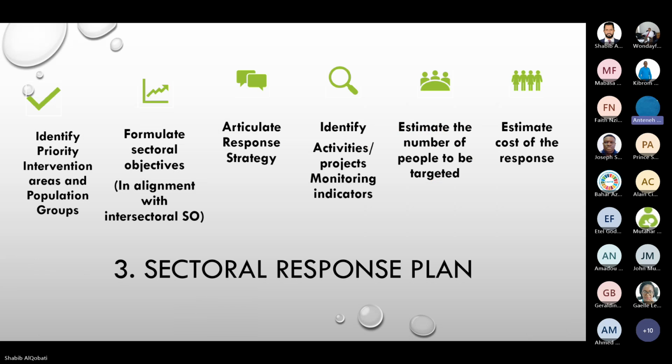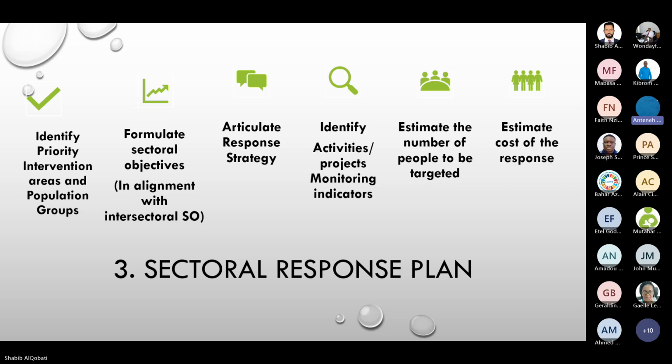The steps which we discussed already are more intersectoral in nature, but it doesn't mean that in parallel there is nothing happening at the sectoral level. There is a lot happening at the same time at the sectoral level, starting even from defining the scope of the HRP, formulating strategic objectives, all the way to response analysis. Sectors do their work in parallel.